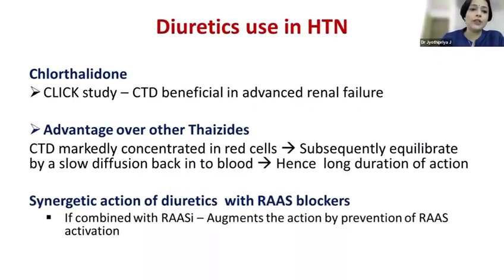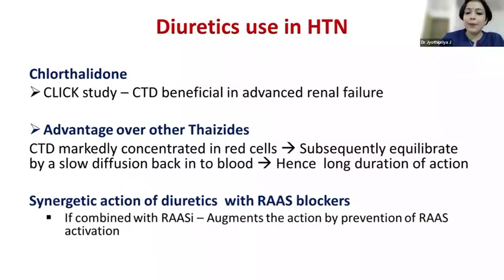And regarding chlorthalidone, now the CLICK study has shown in advanced renal failure also this chlorthalidone is beneficial in controlling the blood pressure. Now, one advantage of chlorthalidone over other thiazides is that chlorthalidone is markedly concentrated in the erythrocytes, in the red cells, and subsequently they equilibrate by a slow diffusion back into blood. So they have a longer duration of action compared to hydrochlorothiazide and other thiazides. So this is one added benefit, and they can be used in advanced renal failure as per the related studies.